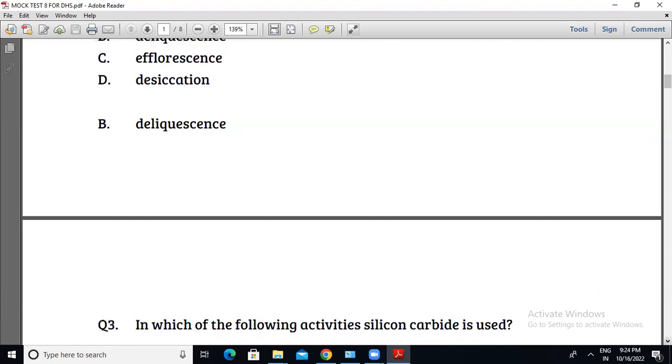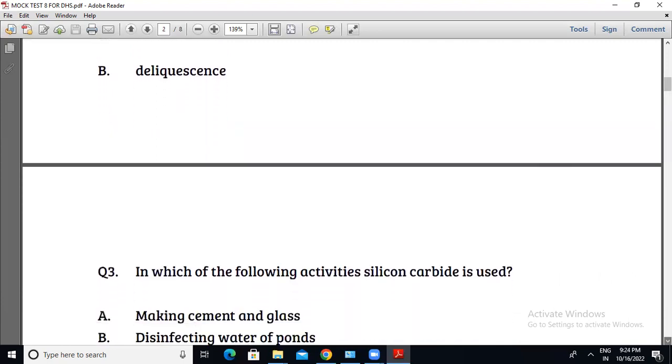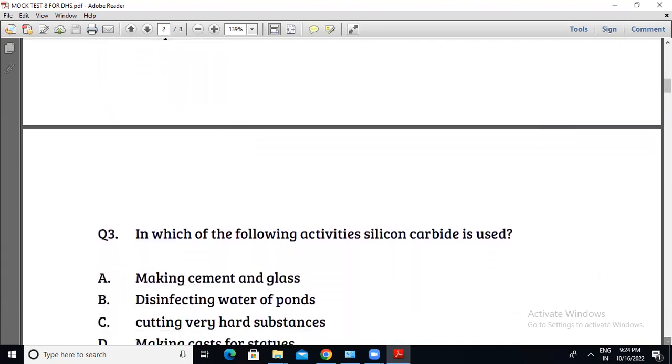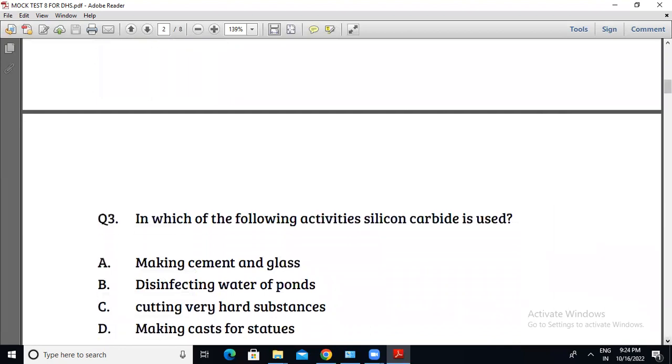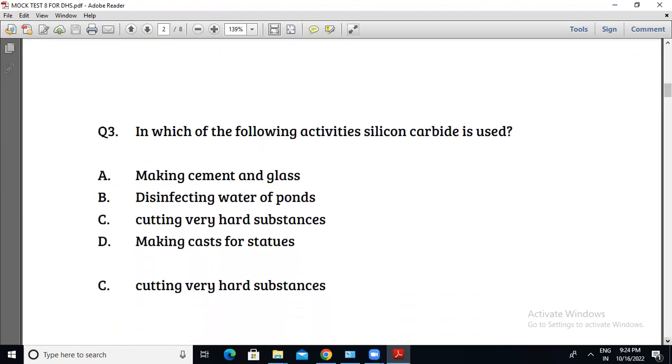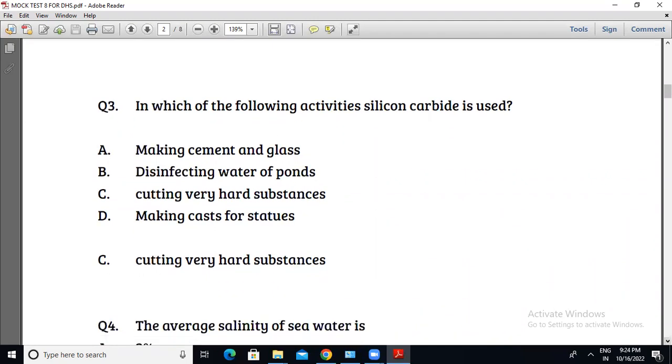Next question: in which of the following activities is silicon carbide used? Making cement and glass, disinfecting water of ponds, cutting very hard substances, making cause for statues. So we use silicon carbide for cutting very hard substances. Option C is the correct answer.